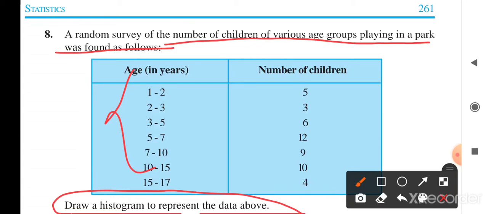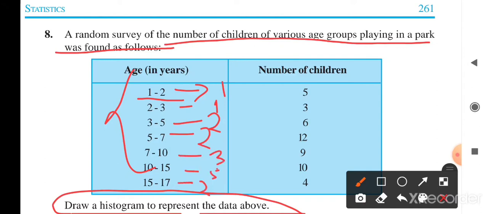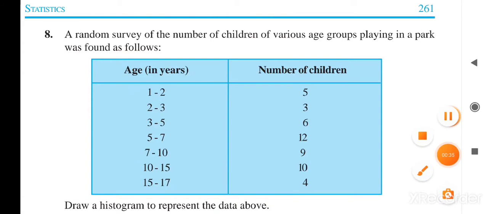You can see that first the interval is not proper. The gap between this interval is 1, in the second it is also 1. The next is 2, next is 2, next is 3, next is 5, and next is 2. So the interval is not proper. For such type of question, I will show you the process of solving.